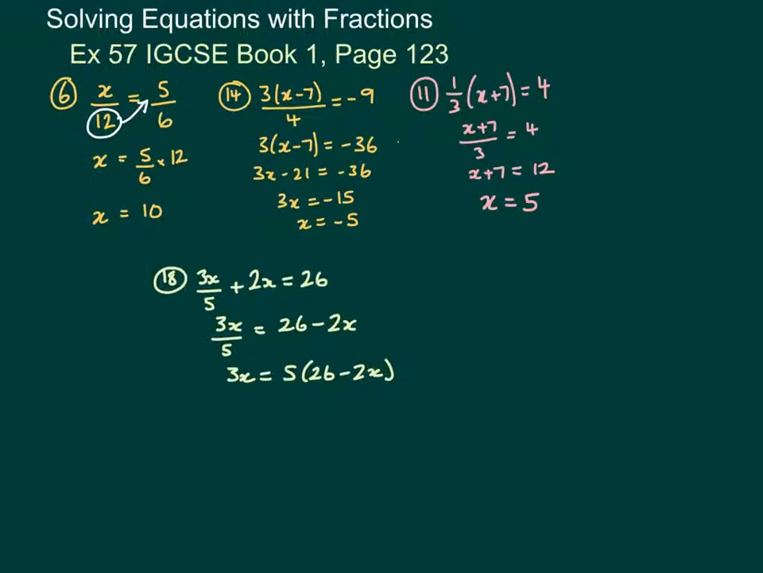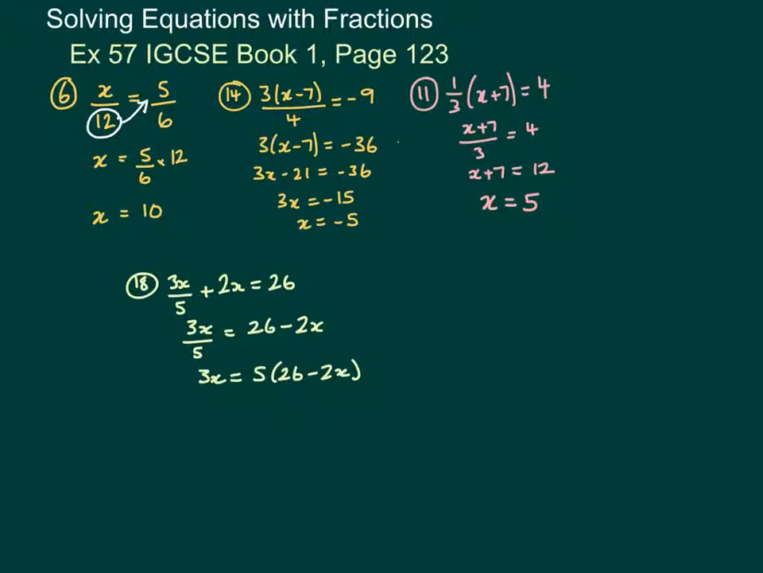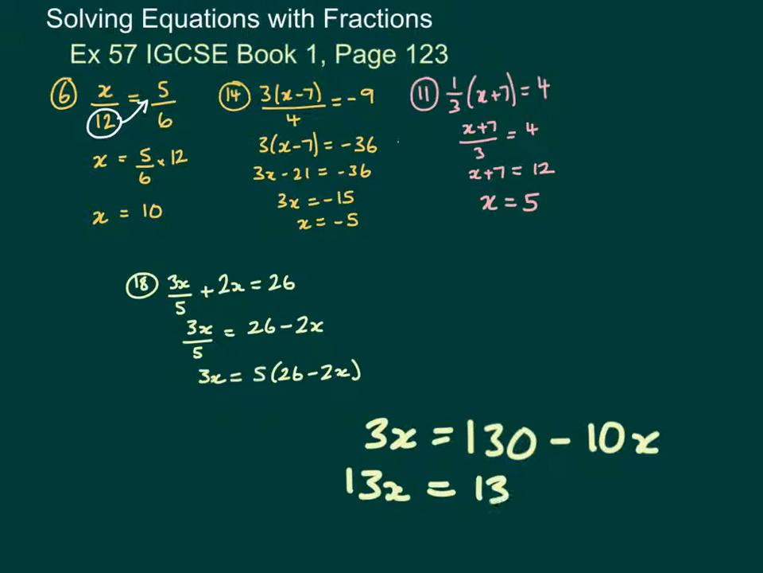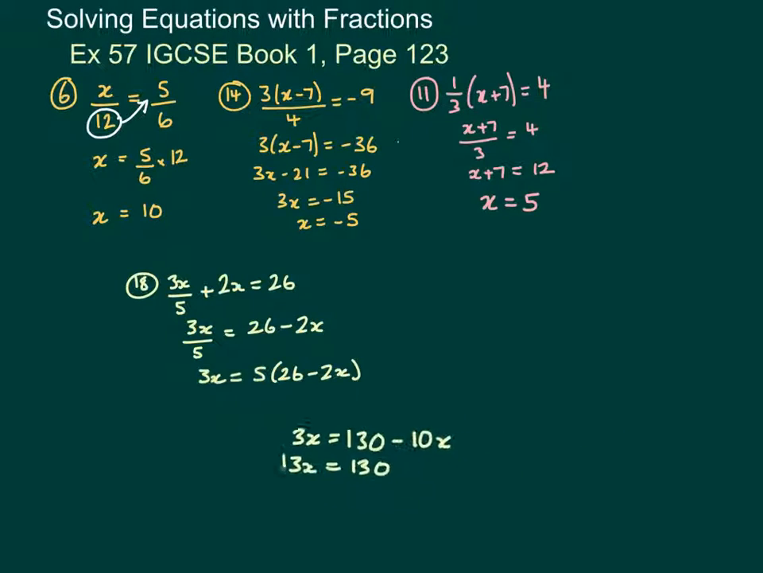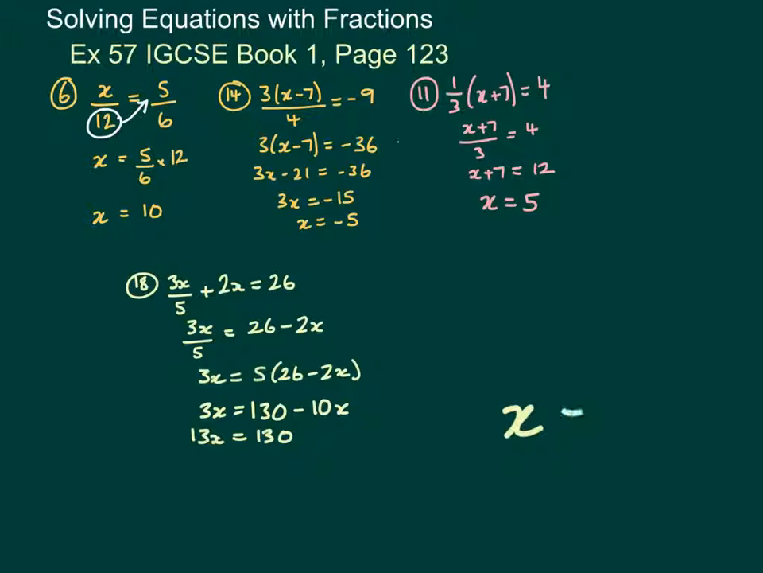Let's just get a bit more room. And then you just solve it as before. Okay, and I'll finish the equation off, but these equations you can do really easily. So that's going to be 3x, 5 times 26 is 130, 5 times minus 2x is minus 10x. Take the minus 10x to the other side, so I'll get 13x equals 130, which gives me an answer then of 130 divided by 13 to give me x equals 10. Okay, sorted.